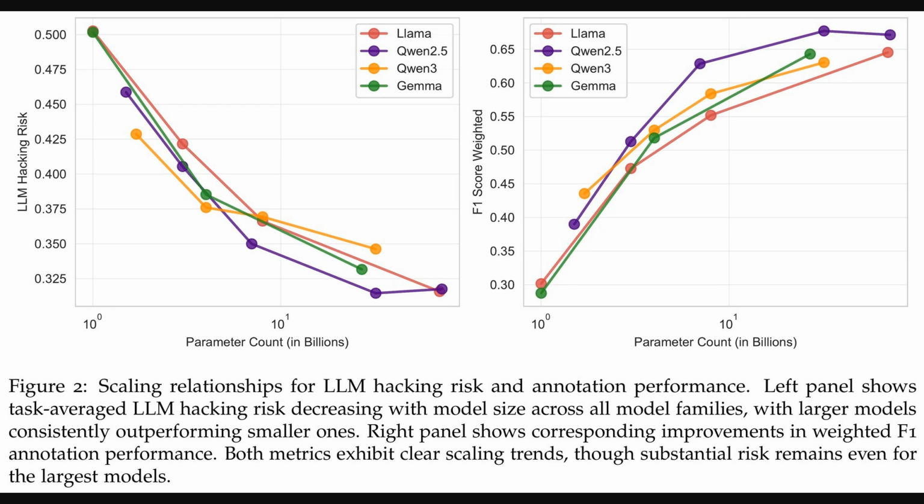Alright, the previous table cataloged tasks and prompt variety. Figure 2 shows 2 scaling curves that link model size to both risk and accuracy. The left panel reports LLM hacking risk dropping as parameter count grows, which flattens for models above roughly 30 to 70 billion, so returns diminish. The right panel shows weighted F1 rising with scale, yet risk remains non-trivial even when accuracy is high. The combined message is that bigger models help, but they do not remove inference risk.